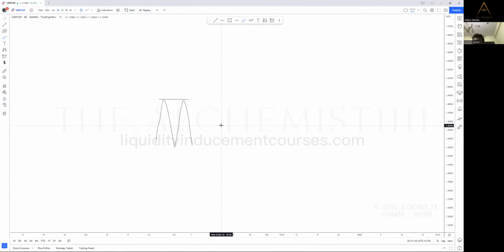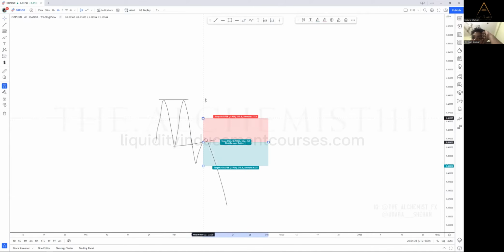Now, what will the retail traders assume? Most of the retail traders would assume that a double top is a sign of a reversal, right? So what will they do? Once this breaks, they'll expect a move like this, right? So what will they do? They'll sell it with their stop loss above those equal highs, right? This is what most of them would do.